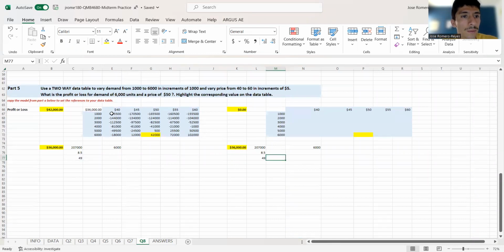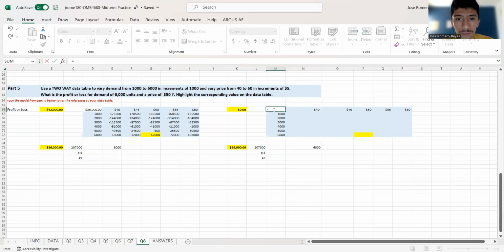What we're going to do now is a two-way data table. Instead of one-way, we have our increments 1,000 to 6,000, and the price varying from 40 to 60 in increments of 5. What is the profit or loss for 6,000 units and a price of $50? So we're just going to do our data table. But what do we want? We want profit or loss, right? So that's what we're going to put in the corner.